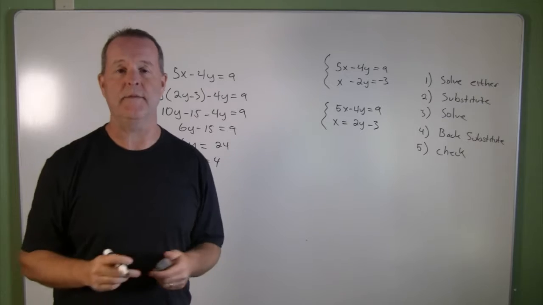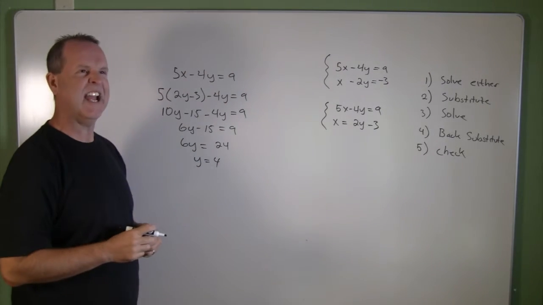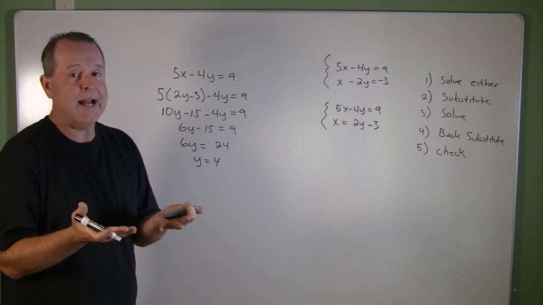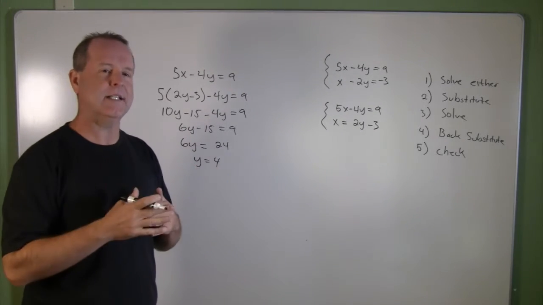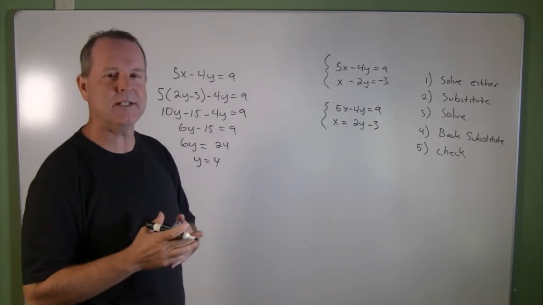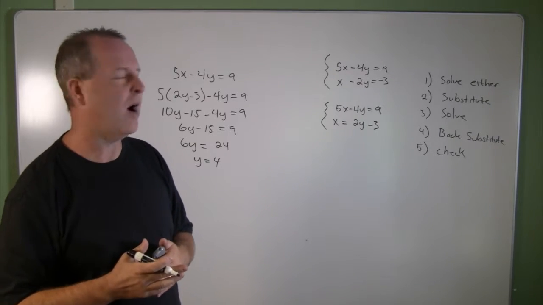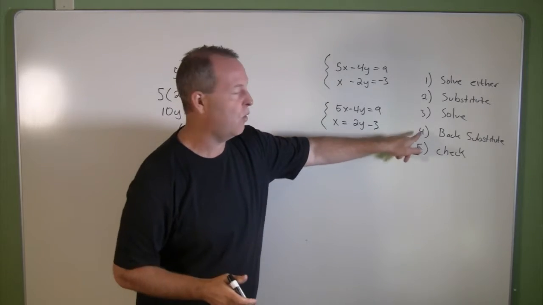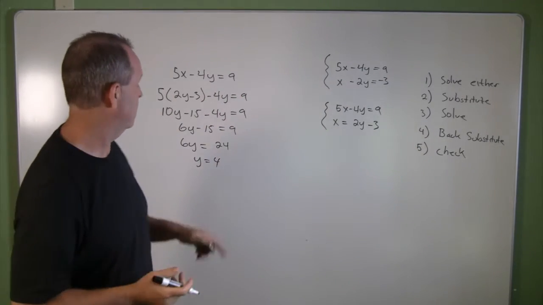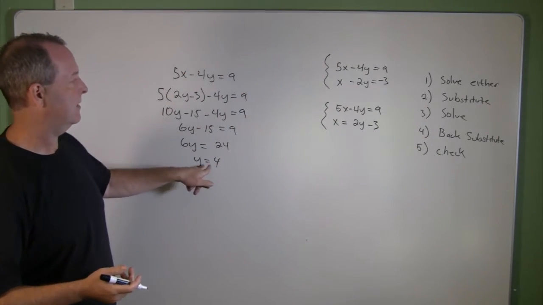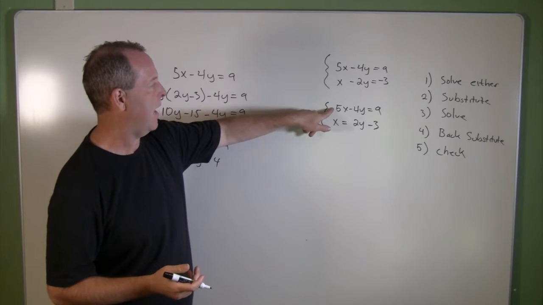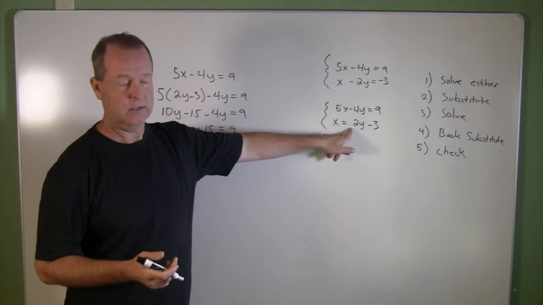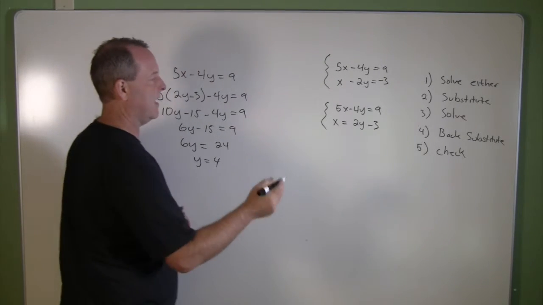Solving it down, I received y equals 4. So I know that the solution is going to happen somewhere on the y equals 4 line. So now we go to the next part, part 4, which is back substitute. I'm going to take this solution I got from this line right here, then substitute it into this other equation.